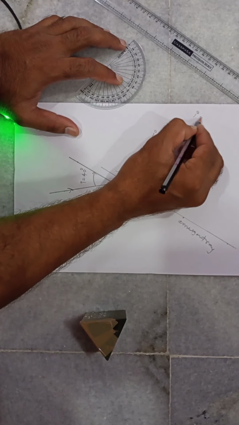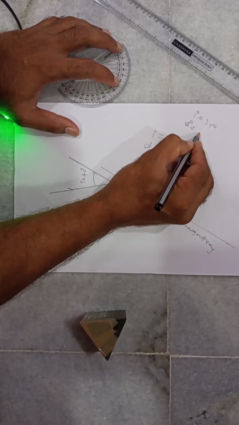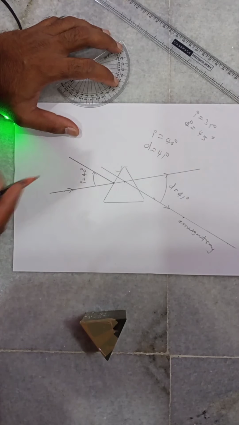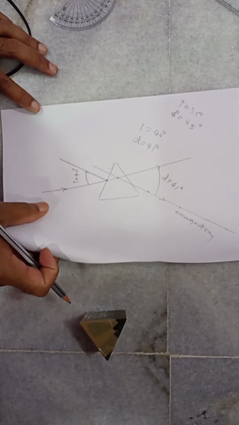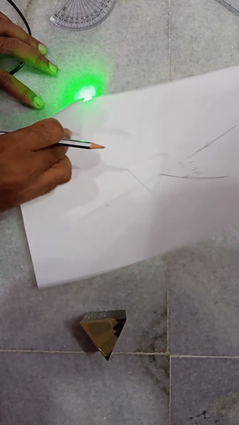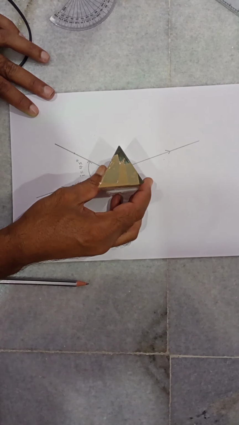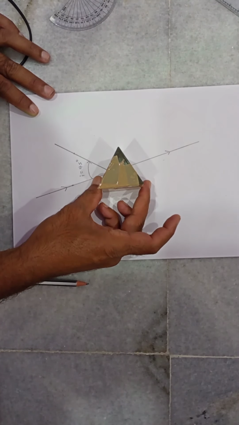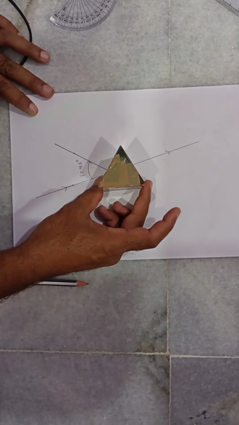In the previous case, the angle of incidence was 35 degrees, and the angle of deviation was 45 degrees. Now if the angle of incidence is 45 degrees, so this angle of incidence is now 45 degrees. If the light is incident at 45 degrees, what is the angle of deviation? So I am going to check.